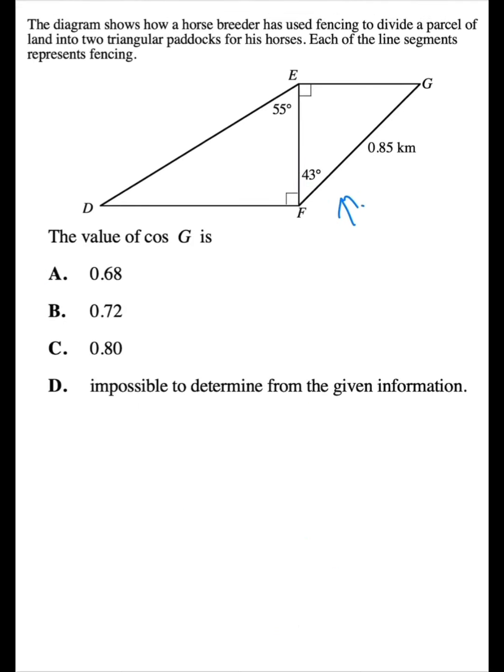Now we have a graph, and we need to find the value of cosine G. Because this is a right triangle, the angle G is 47 degrees, and then cosine 47 degrees is 0.68, so the answer is A.